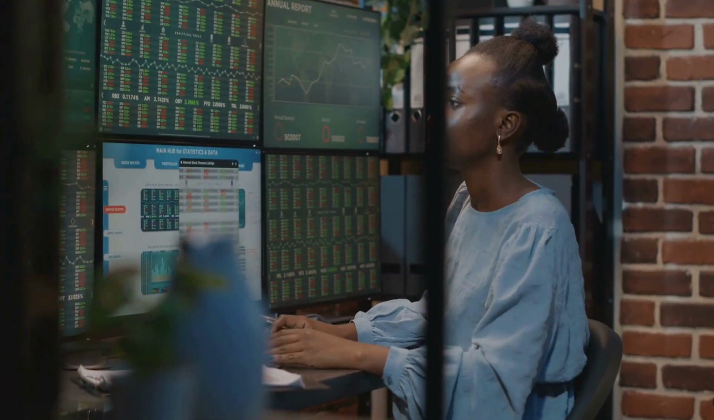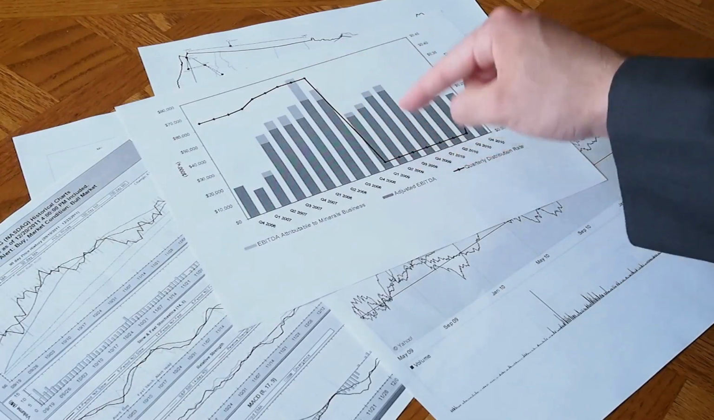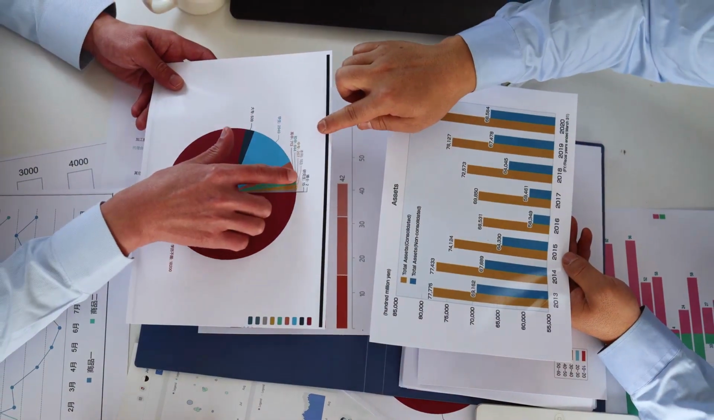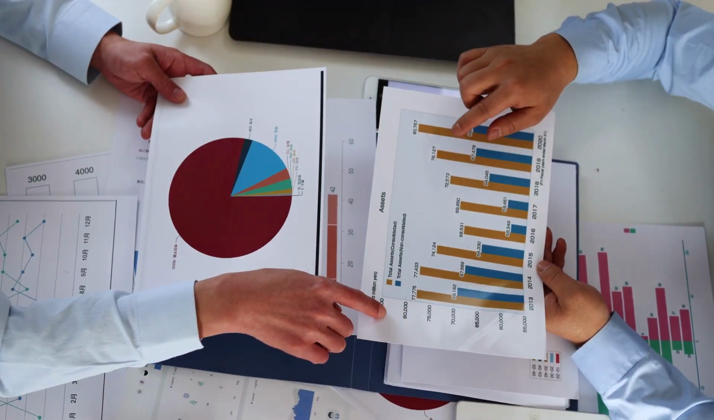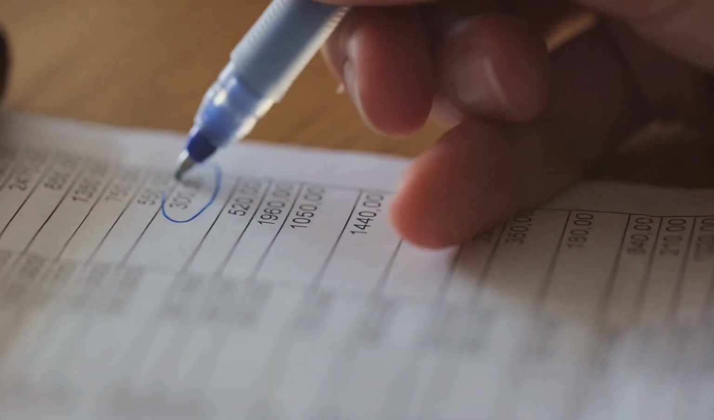Now let's talk about the cash flow statement. This statement shows how cash moves in and out of the business. It's divided into three sections: operating activities, investing activities, and financing activities. Here's the interesting part. The cash flow statement is derived from the profit shown on the income statement.